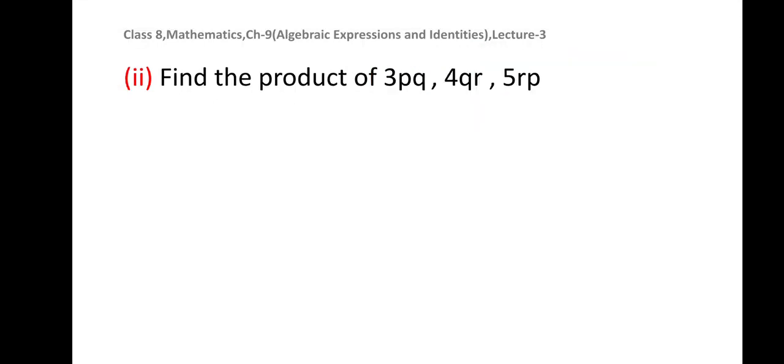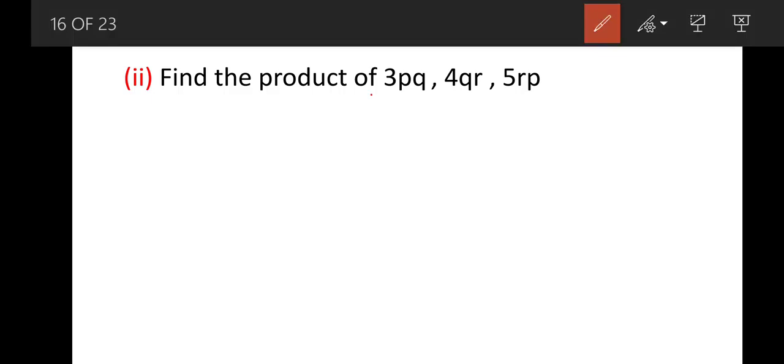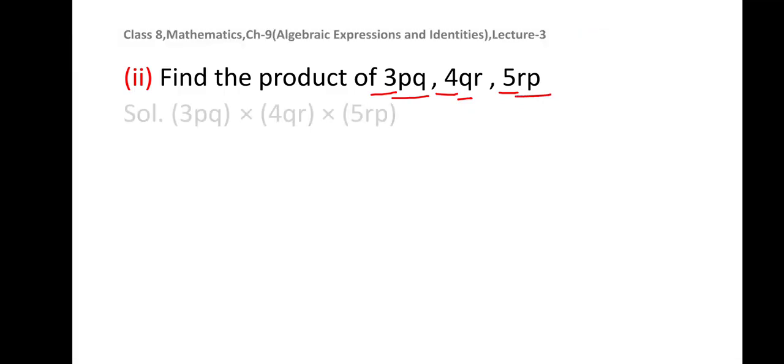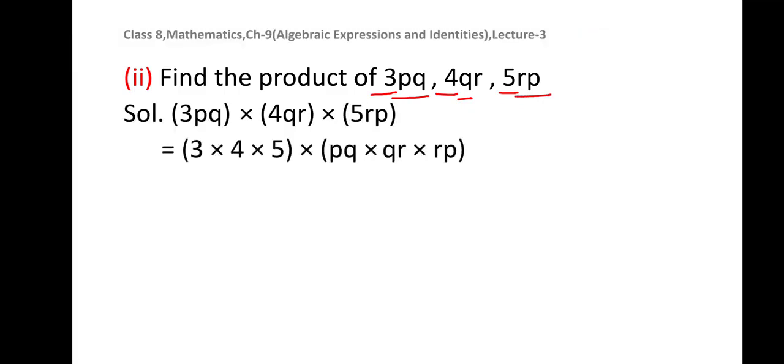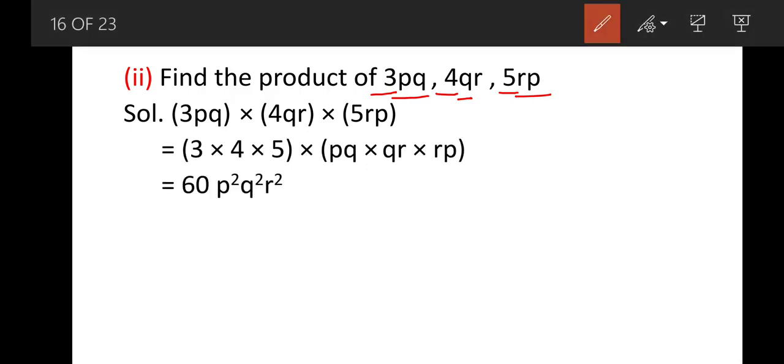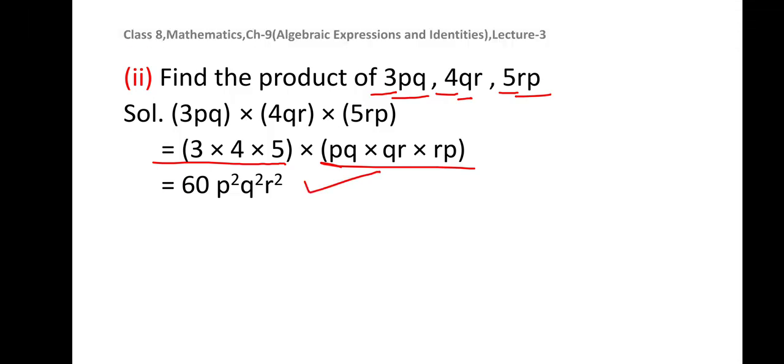Coming to this second example, in this 3 monomials are given to you. So again we need to take the product of their numerical coefficients and then the product of their literal coefficients. Here 3 is the numerical coefficient, 4 is the numerical coefficient of the second term, 5 is the numerical coefficient of the third term. PQ is the literal coefficient of the first term, QR is the literal coefficient of the second term, and RP is the literal coefficient of the third term. So the solution will be simple as I explained it. I need to take the product of their numerical coefficients and then the product of their literal coefficients. So the answer will be 60 P square Q square R square. This will be your product.